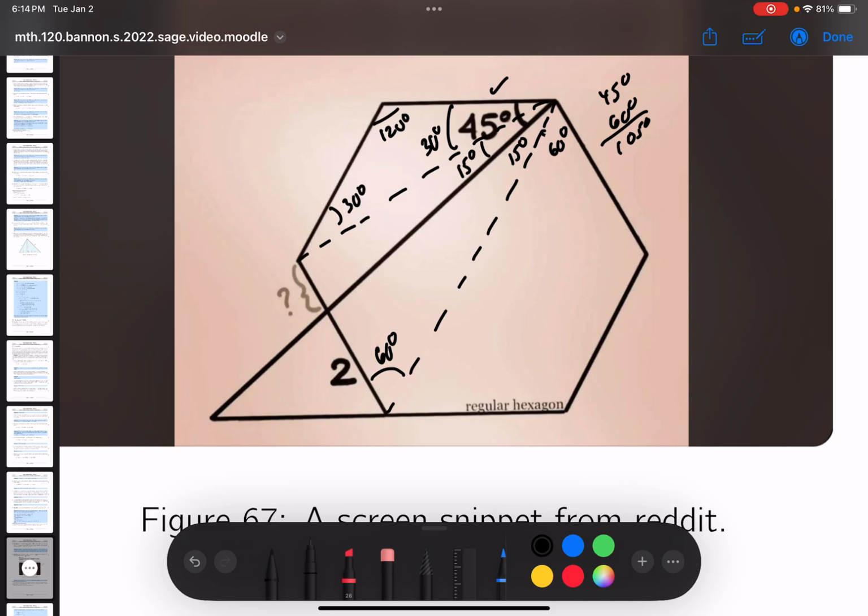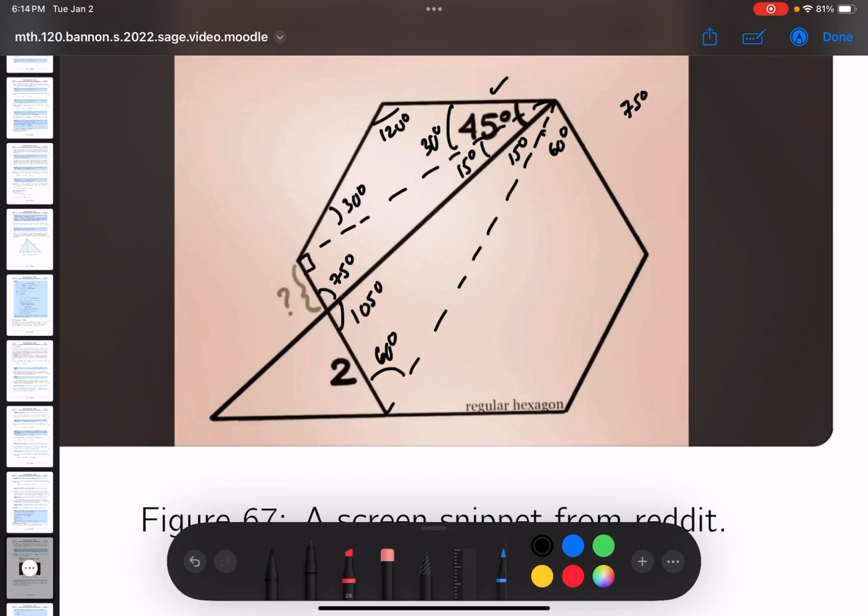And now I think I could figure out this angle over here. And let me see if I can do that. Let me get my eraser out too. Again, I'm just looking around a picture. So 60 and 15 is 75 degrees. That's a triangle, so it's got to be 180. So this is 105 degrees. I know this angle now. 180 minus 105, 75 degrees. And 75 and 15 is 90. So it's a right triangle.